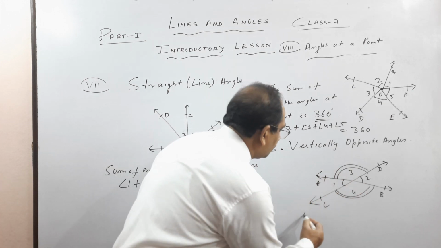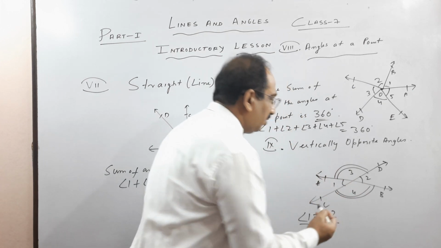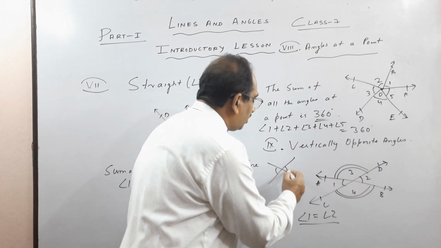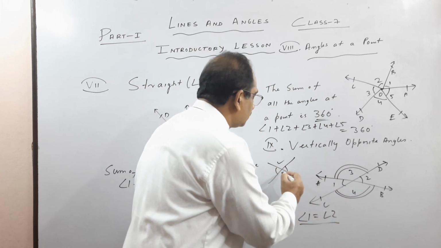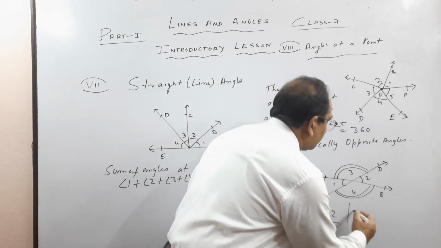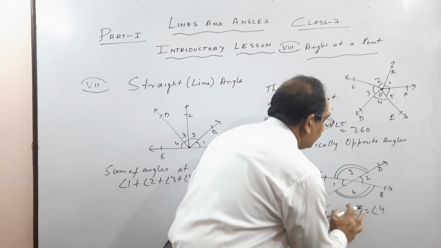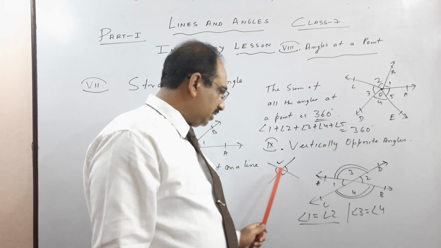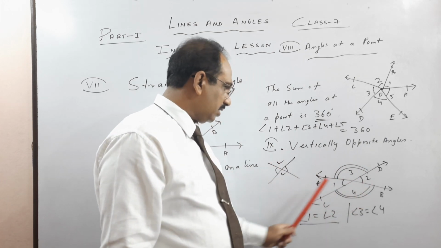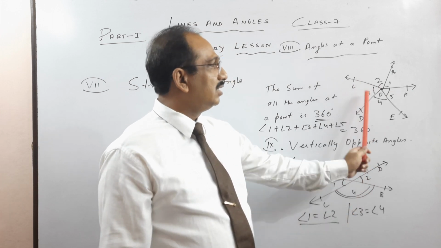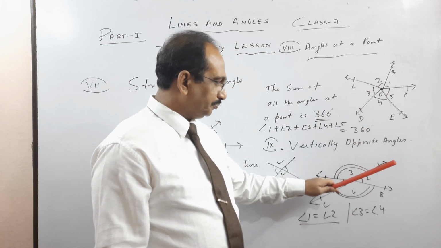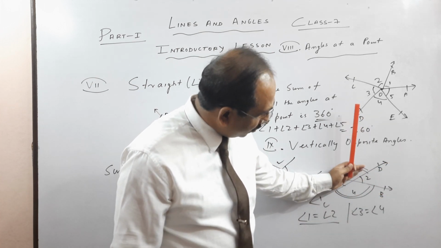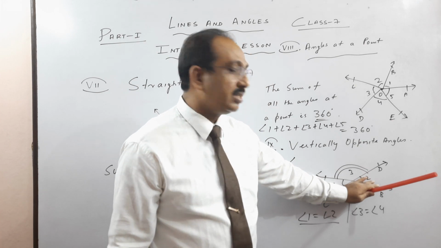So angle 1 is equal to angle 2. Vertically opposite, see nicely. When you draw two lines, these two are one pair of vertically opposite angles and the other pair is these two, so angle 3 is equal to angle 4. So there are two pairs of vertically opposite angles. Once more, 1 is equal to 2 and 3 is equal to 4. Together, if you take all, children, it is 360 degrees. On one side, 2 plus 3 is 180, 2 plus 4 is also 180. They are all straight lines. 1 plus 3 is 180.